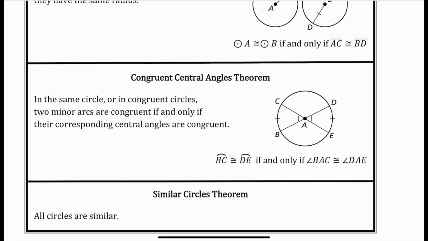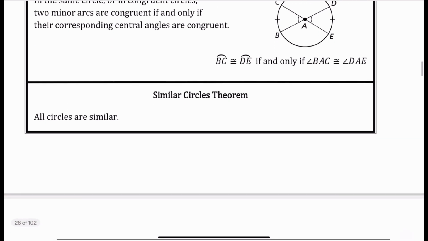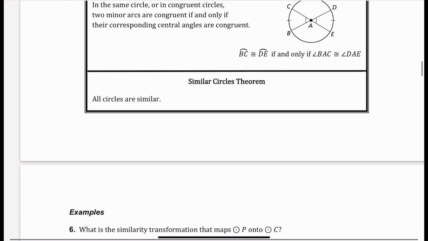Congruent angles theorem. In the same circle, or in congruent circles, two minor arcs are congruent if and only if their corresponding central angles are congruent. But they have to have the same radius. So this angle and this angle will have the same measure because they're vertical angles. So these arcs will be the same because their central angles are the same. And the last one is every circle is similar to other circles.